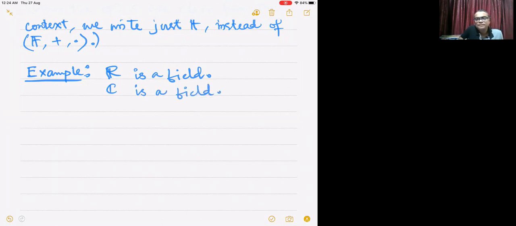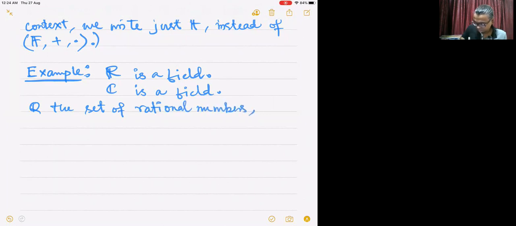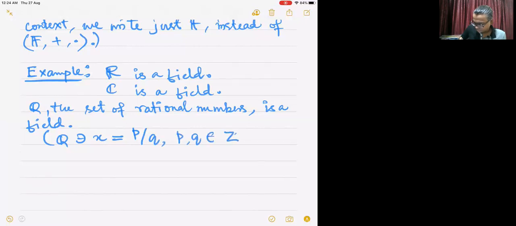Do you know anything else? Well, of course, I'm sure you do. Q, namely the set of rational numbers, is a field. Now, what are rational numbers? A typical element in Q looks like so. Say X must be a ratio of P by Q, where P and Q are positive or negative integers. So these are rational numbers.